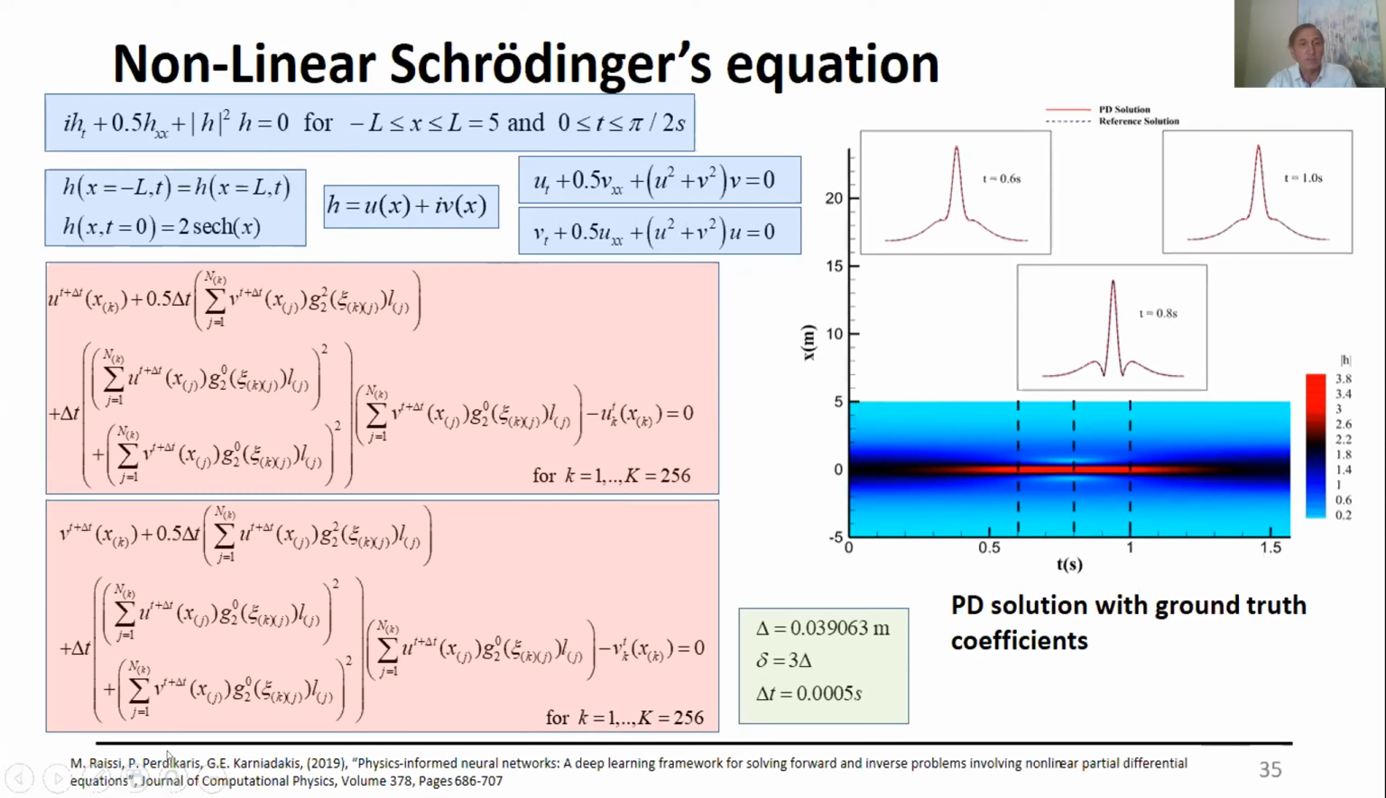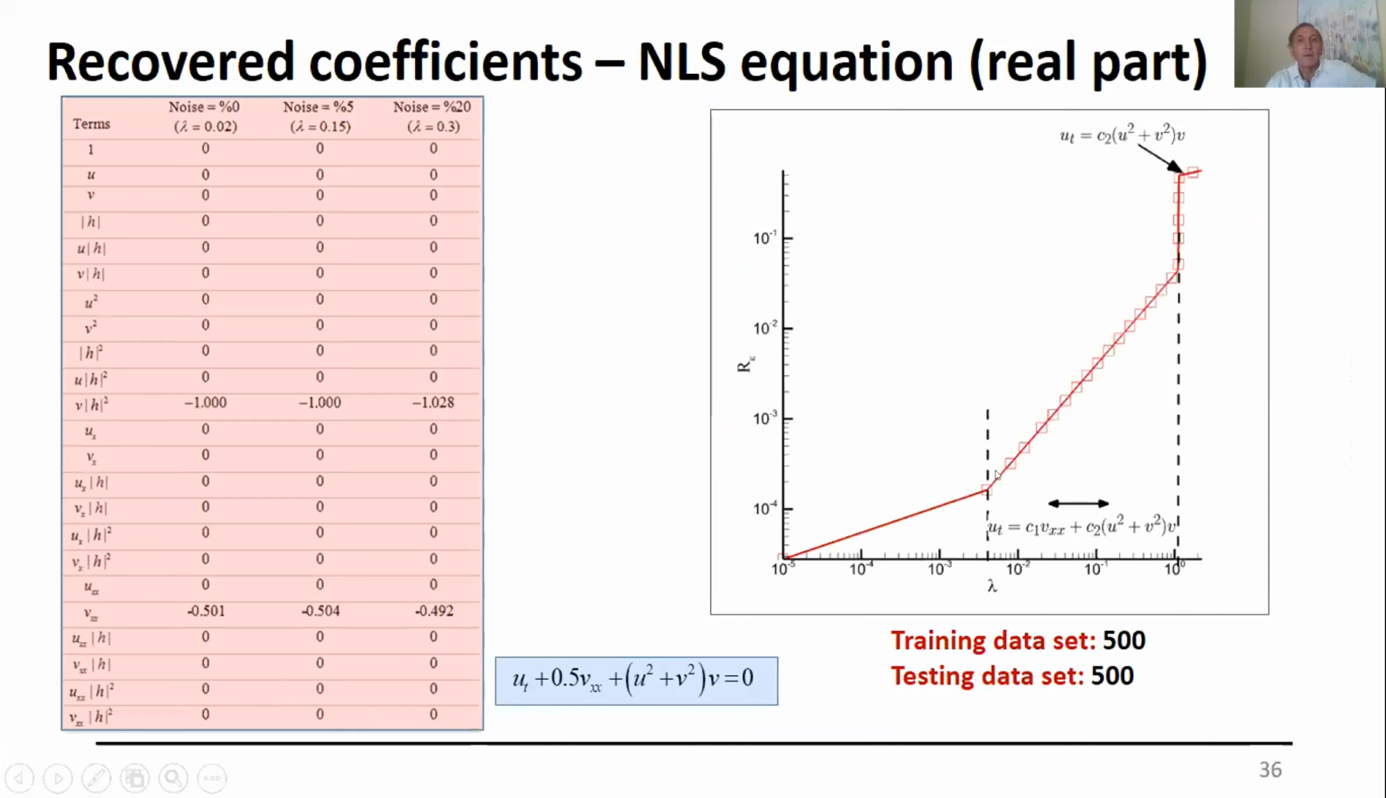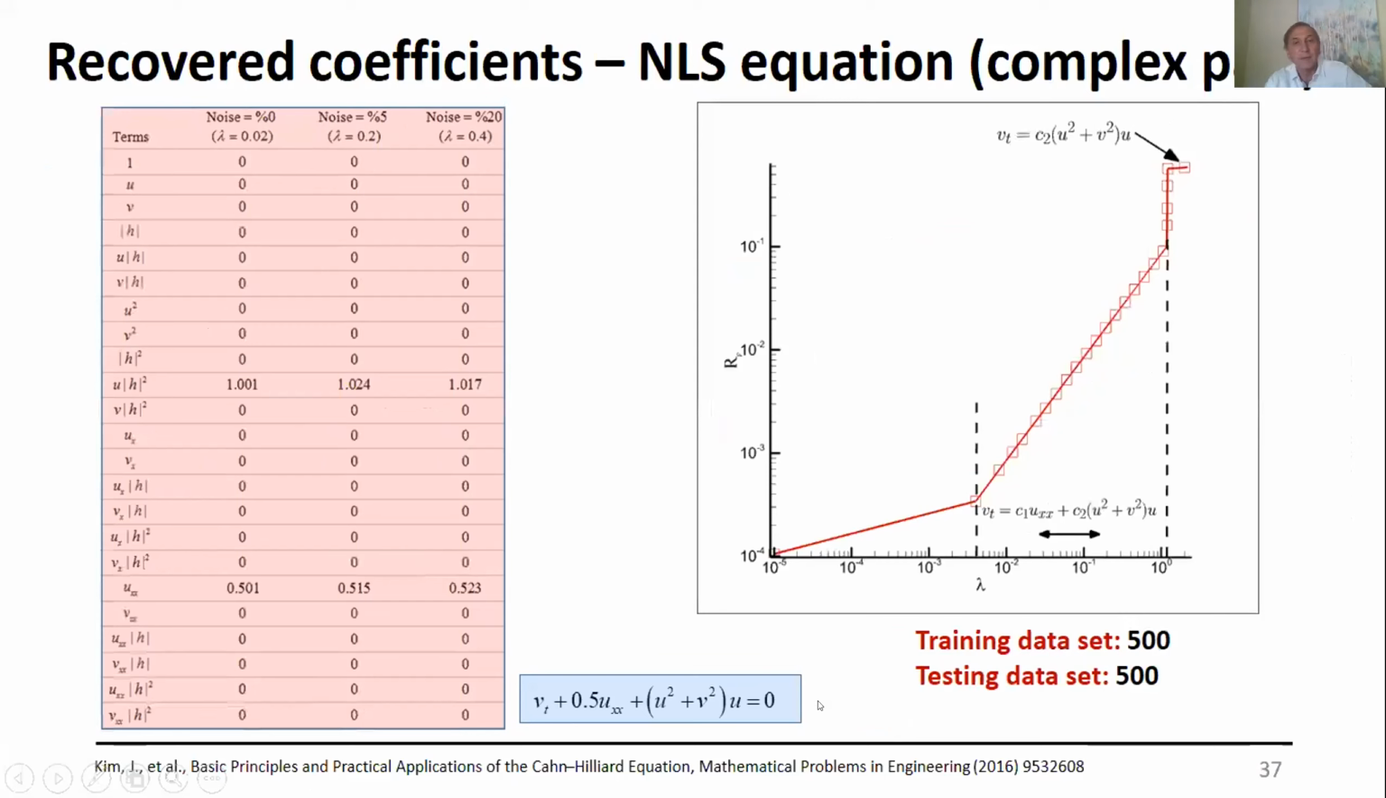And this equation was also considered by Raissi and his colleagues in 2019. They used the spectral method to get the derivatives. And we compared our solution against their solution, so they're very close to each other. And the parsimony interval for the real part, we use 500 points for training, 500 for testing. And as you can see here, even with 20% noise, we were able to capture the coefficients. It's pretty close to 0.5, pretty close to -1. So that's for the real part, and now for the imaginary part.